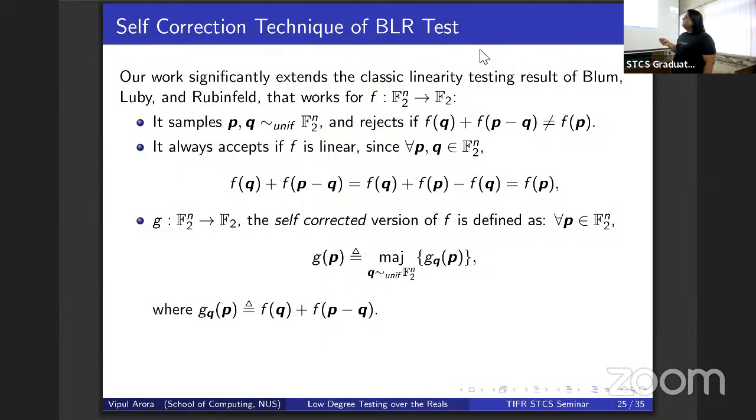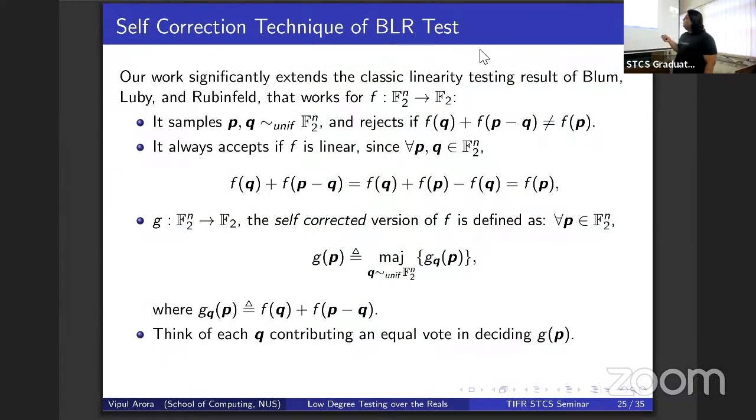The self-corrected version g over here is defined similarly. So you take the majority over g_Q(P)s, where Q is uniformly sampled from F_2^n, and g_Q(P) is nothing but f(Q) plus f(P minus Q). So you take these random points P and Q, you interpolate a degree 1 polynomial from these two points, and you assign the value of that interpolant at the point P on this line, L_PQ. And you can think of this g(P) as every Q having contributed an equal vote in deciding the value of g at every point.